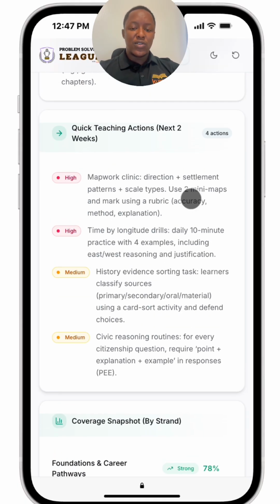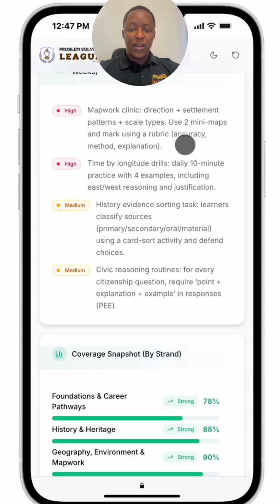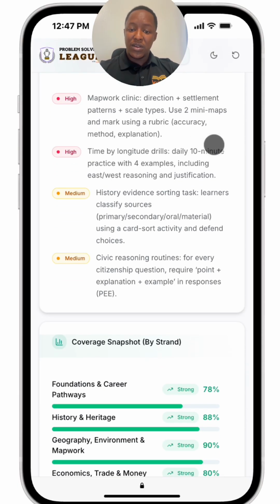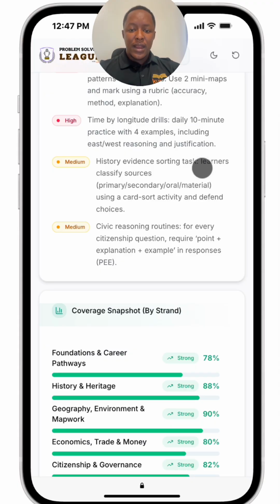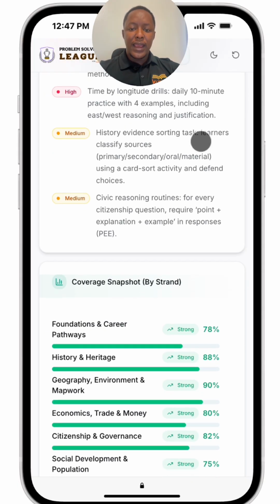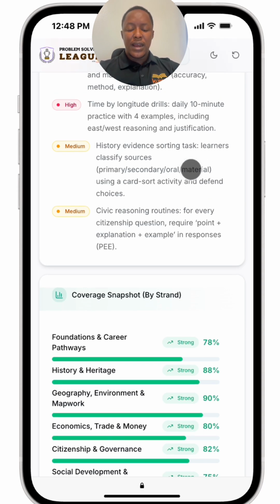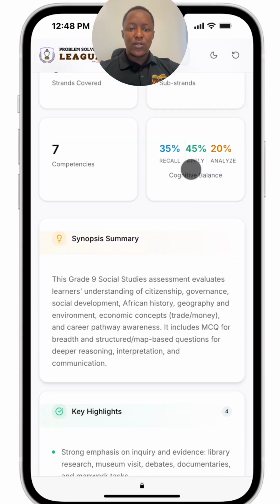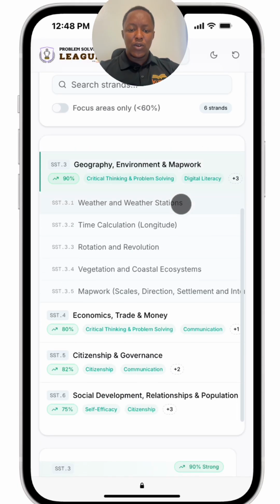So these are the actions that you need to take as a teacher. Like I said, make sure that map work is good, so have a map work clinic. Time and longitude drills, a daily 10-minute practice would be really nice. Historical evidence sorting, ensuring that they're able to classify sources: primary, secondary, oral, and civic reasoning. Again, they need to know citizenship questions around the qualities, and also some qualities around self-image and career pathways.